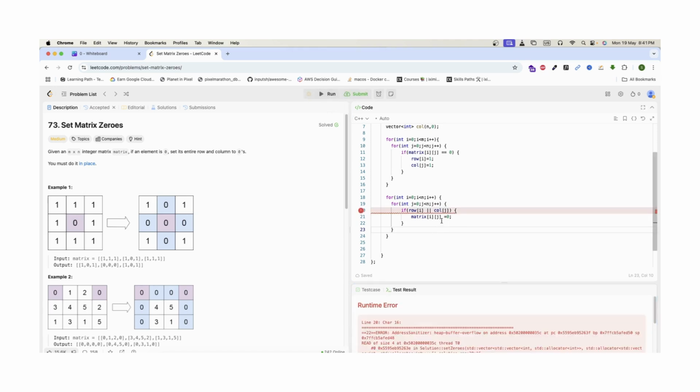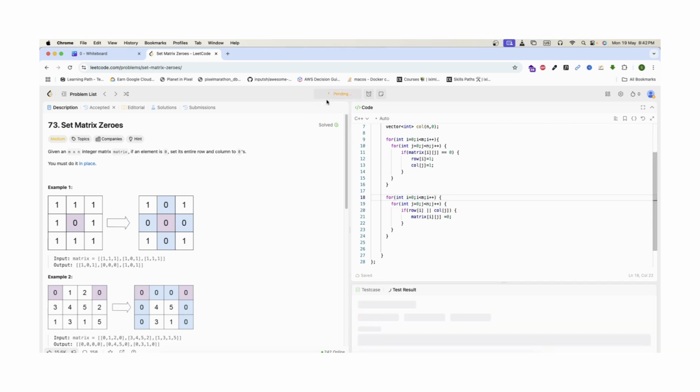We got a problem here with row of I, column of J. Sorry, in two places I am checking n only. In the first iteration, I need to check the rows. So now we'll compile. Now our solution got accepted. We'll submit.